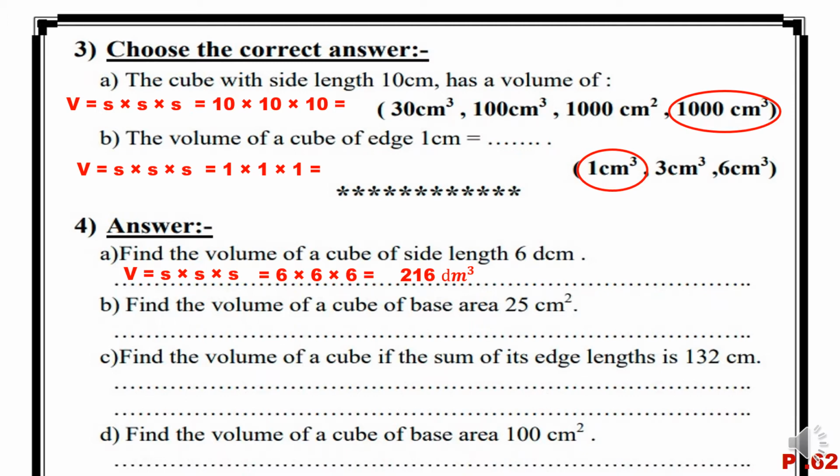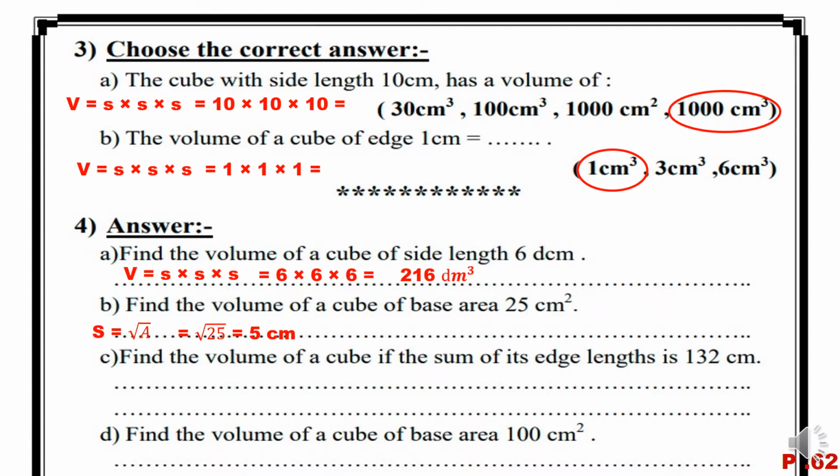In letter B, find the volume of the cube of base area 25 centimeters squared. Okay, the volume of the cube is equal to side times side times side. I don't have the side here. I have the base area. So I have to use the side rule. To get the side when I have the area, the side is equal to the square root of the area. Square root of the area, that is, square root of 25 equals 5 centimeters. So the side is equal to 5 centimeters.